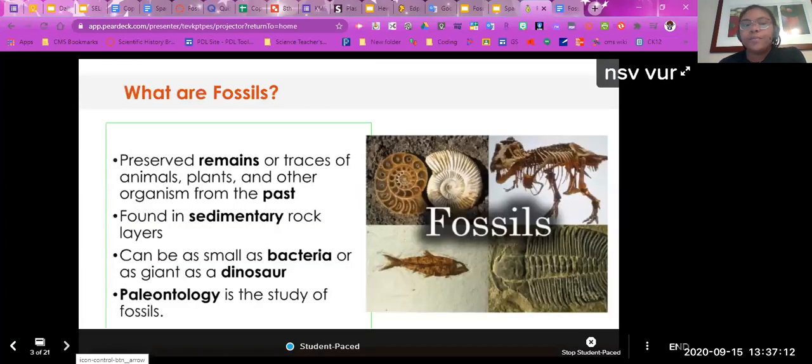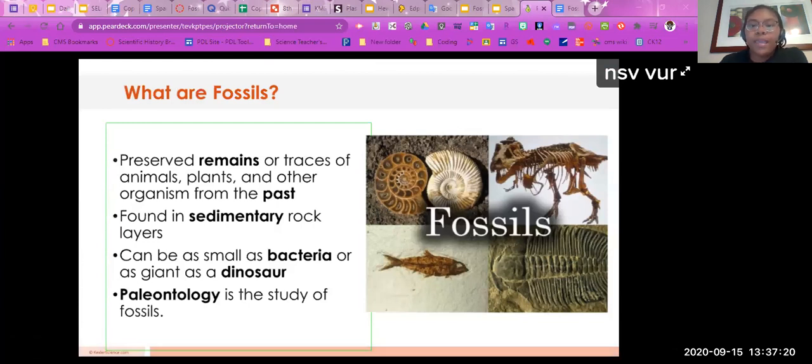All right, so first we're going to start off with what a fossil actually is. A fossil is going to be preserved remains or traces of an animal, plant, or other organisms that is from the past. The past is not like something that happened last week kind of past. We're talking about past from a bunch of years ago. This is going to be like our prehistoric and our fossils from previous eras. There could be some from the current era that we're in, which is the Cenozoic era, but most of them are going to be older fossils.